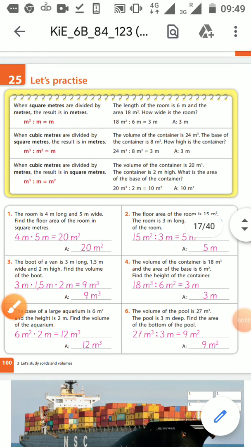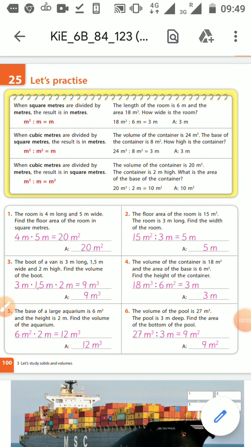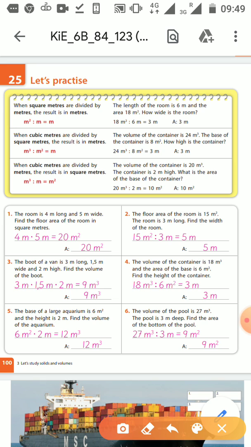Okay, everyone. Today we're going to look at chapter 25. This is a bit of a practice and revision of what we've done so far. I'll just use the pen tool for this as well. So I'm just going to explain the instructions box first of all.